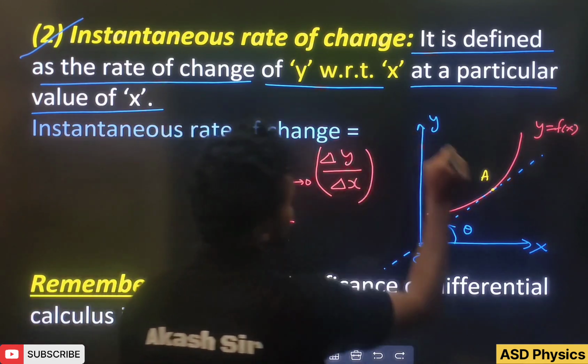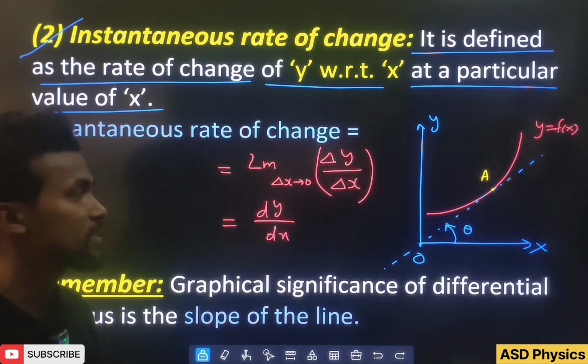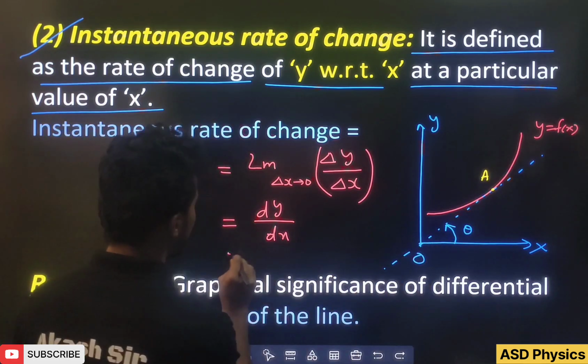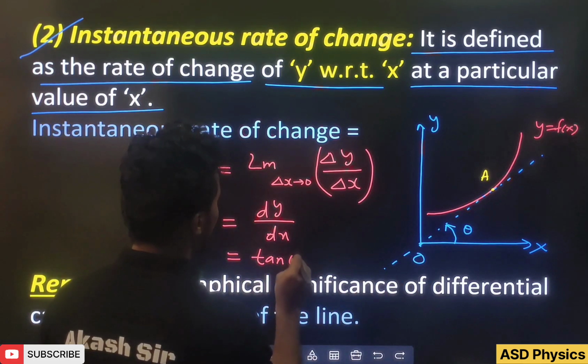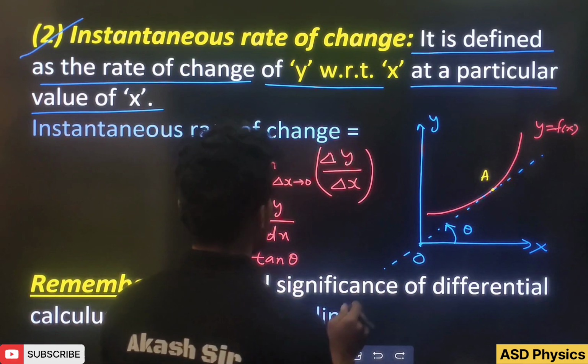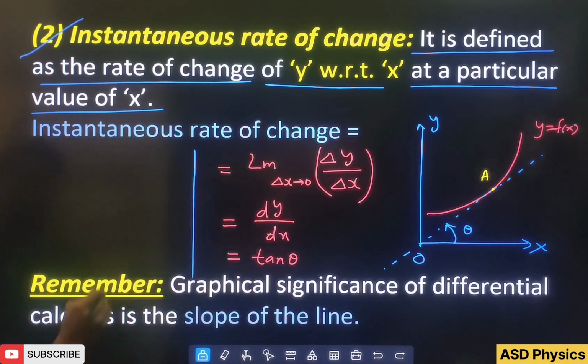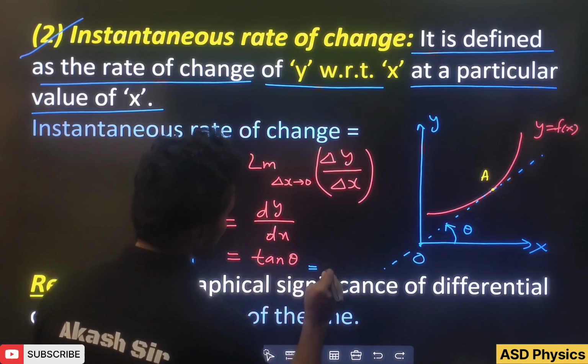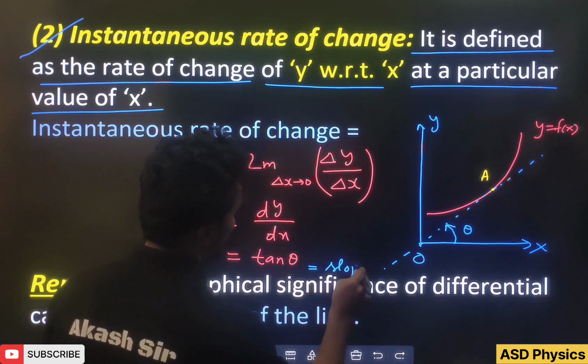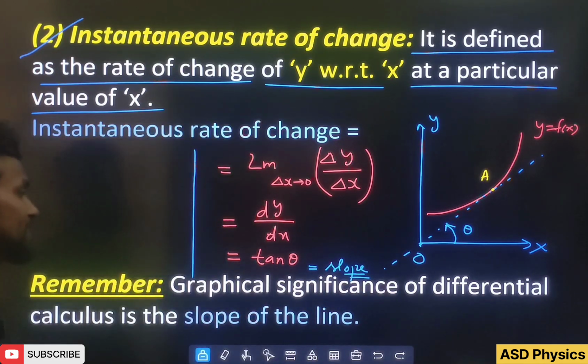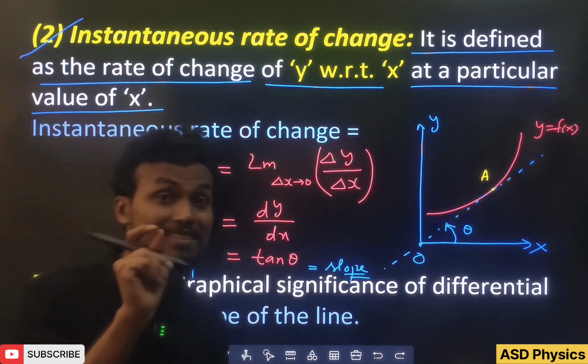Dy by dx, this is y, this is x. So what is this here? Dy by dx is tan theta. So here it will come as tan theta. And remember one more thing: this tan theta is called the slope of the line, slope tan theta. Even in maths we learn it as a small m.